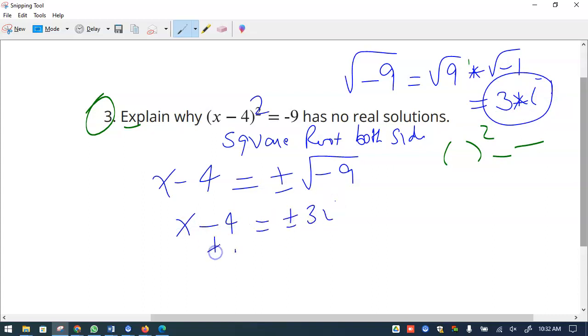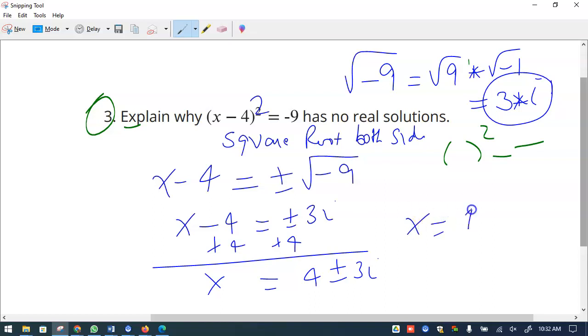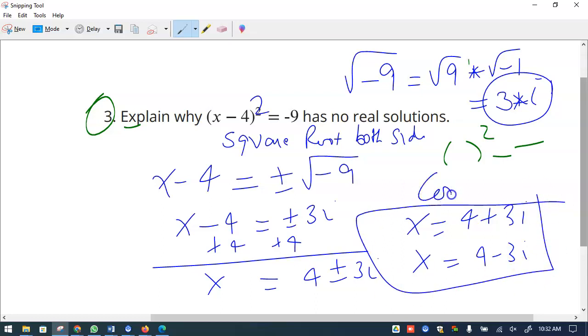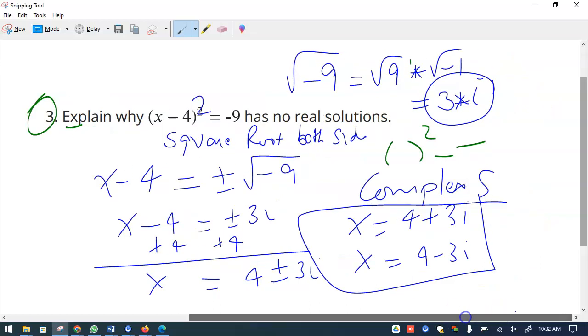And then you add 4 to both sides. And this becomes x equals 4 plus or minus 3i. So x has got two answers. One is 4 plus 3i, and the second one is 4 minus 3i. So these are called complex solutions.